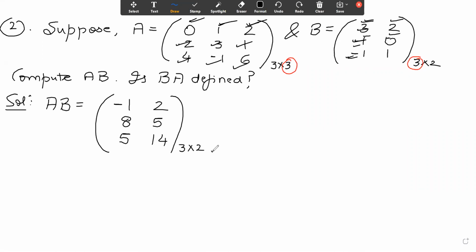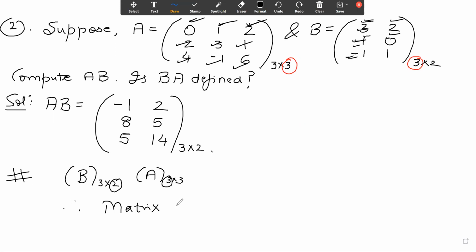Now the question asks us, is BA defined or not? The order of matrix B is 3 cross 2, and the order of matrix A is 3 cross 3. You can clearly see 2 is not equal to 3. So therefore, matrix BA is not defined.